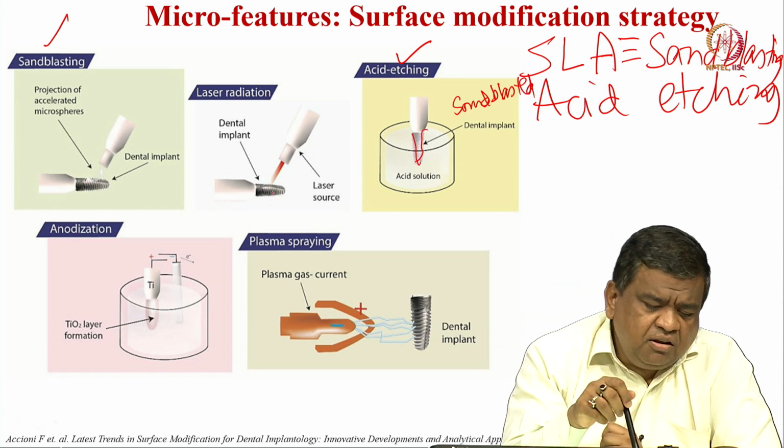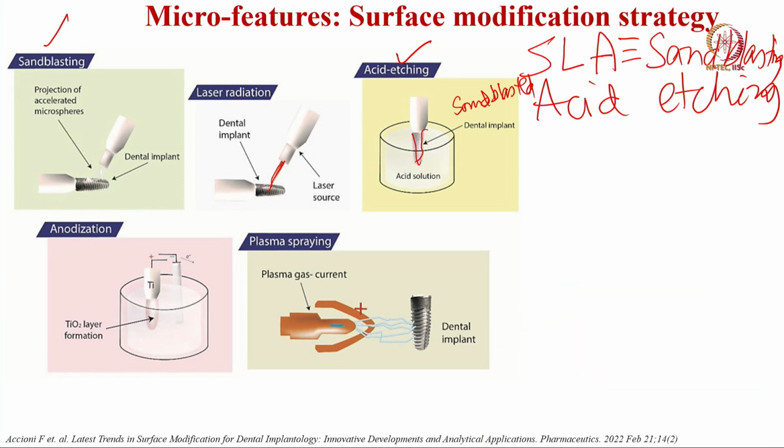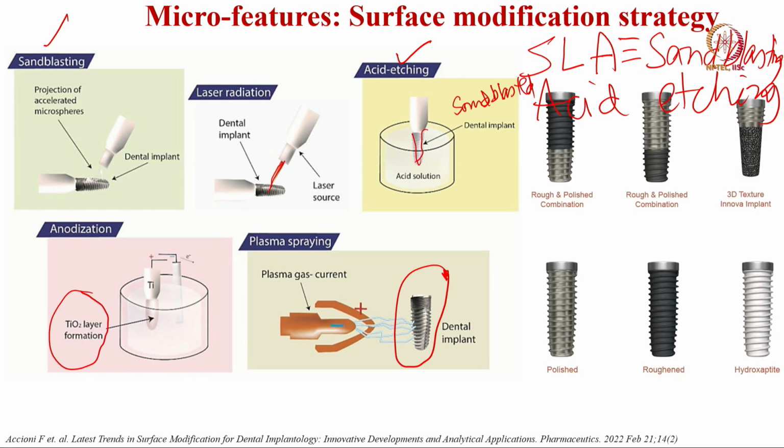Then there is laser radiation, where you can focus the laser beam on the metal implant surfaces to treat them. This is the laser irradiated metal surface. There is also a process called anodization, forming a TiO2 layer very superficially, and then plasma spraying, where the dental implant is plasma sprayed and hydroxyapatite can be deposited. Hydroxyapatite coating is done for better osseointegration of these implants.